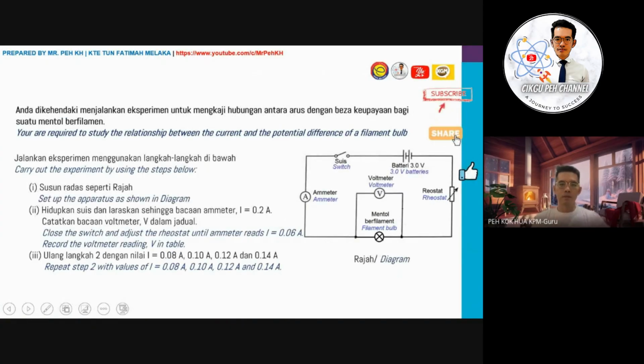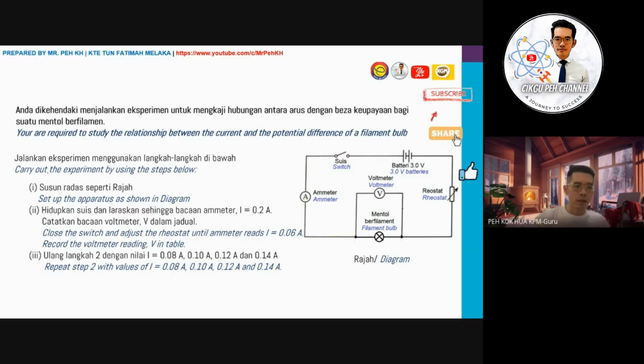Okay, so you can straight away go to read your question and get to know what you are going to do for your experiment within these 5 minutes. You are required to study the relationship between the current and the potential difference of the filament bulb. So it is very clear that the current and the potential difference are going to be measured. Okay, one will be RV, one will be MV here. The MV will be current, the RV will be potential difference. You can know this through the procedure here.